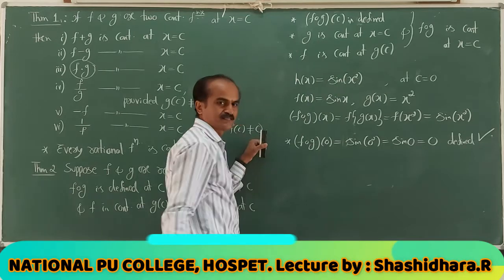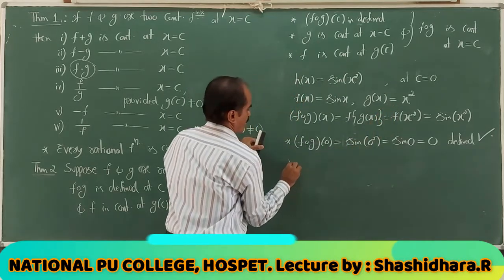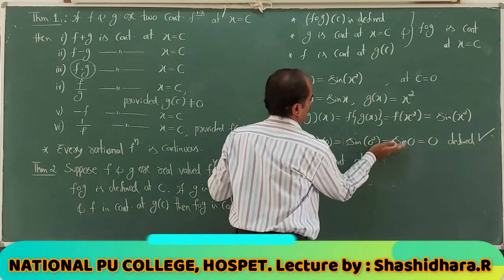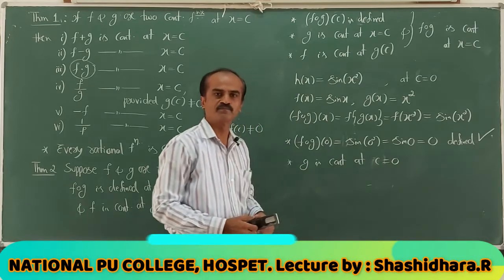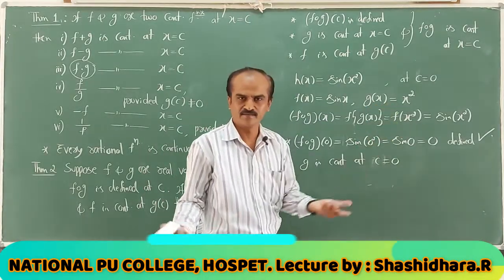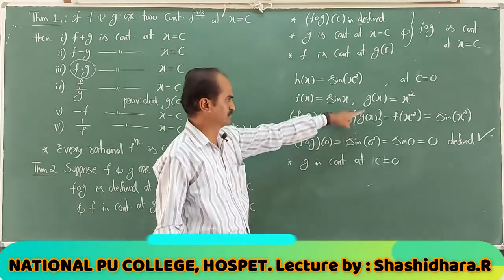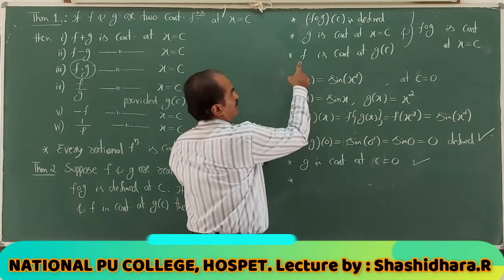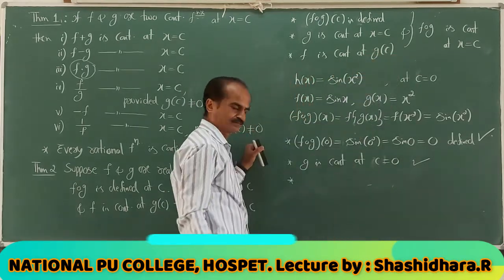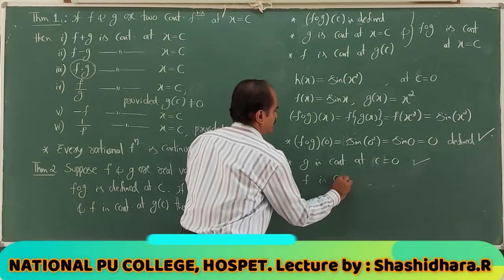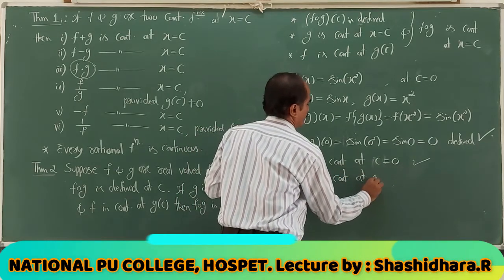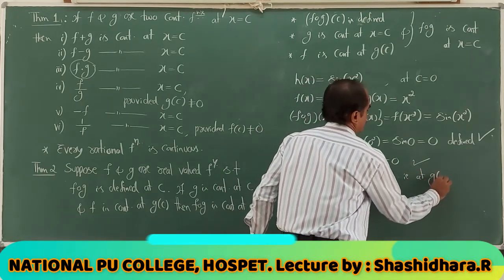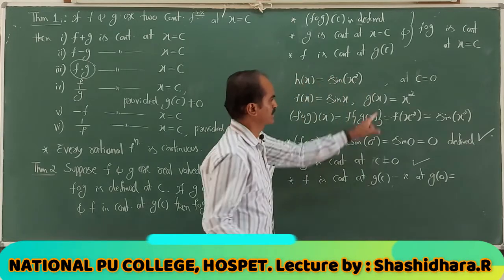g is continuous at c, here it is g. g is continuous at c equal to 0. What is g? x square, a parabola, it is continuous at 0. Next, f is continuous at g of c, that is at g of 0. What is g of 0? 0.